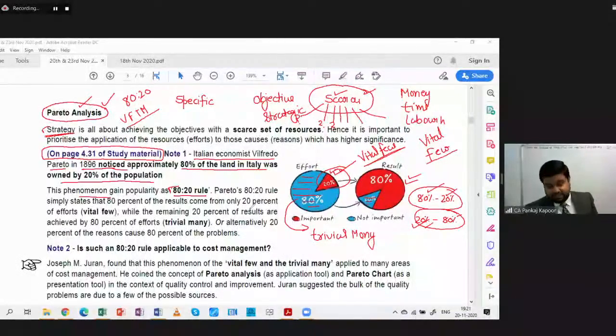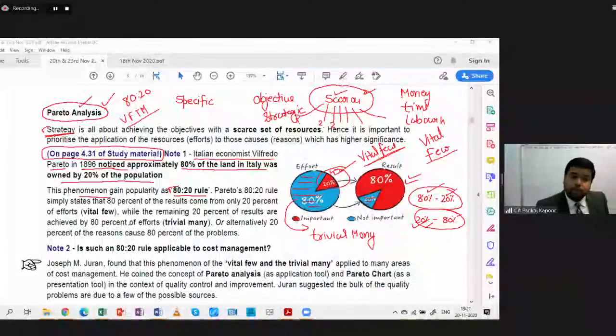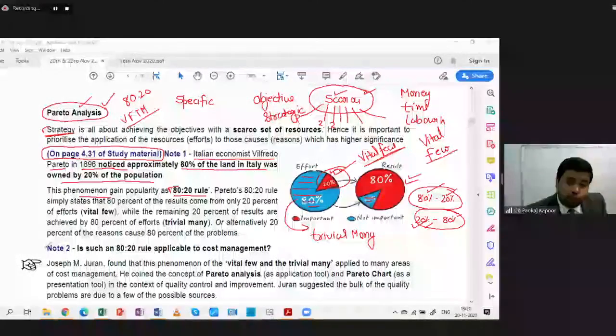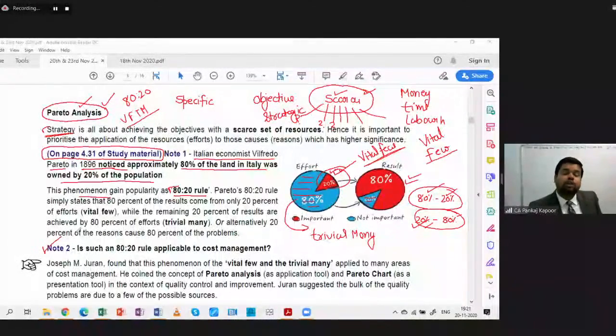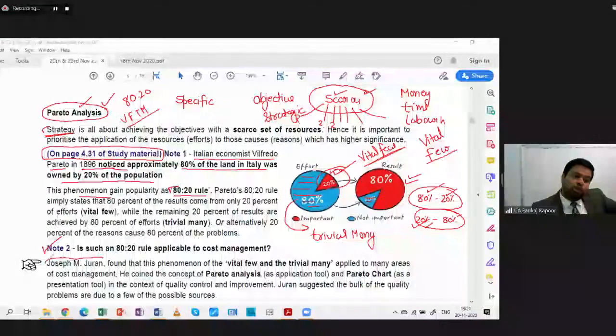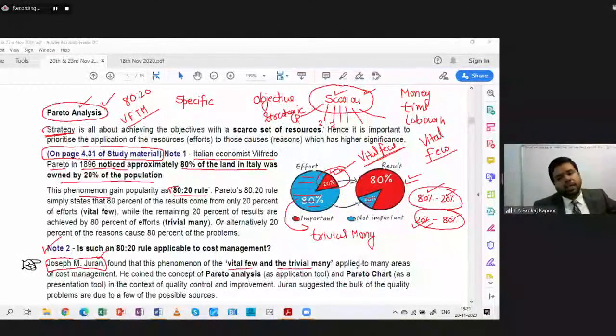Now the question arises: is Pareto analysis applicable to strategic cost management, or cost management? The answer is given by Joseph M. Juran, who is considered the father of quality management. What did Mr. Juran say? This vital few and trivial many is applicable to cost management. He used the Pareto principle and devised, or coined, two terms. What is the first term?